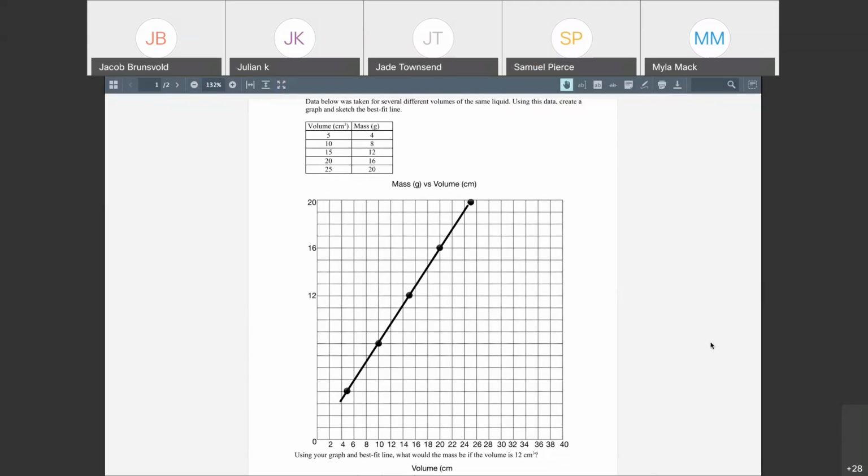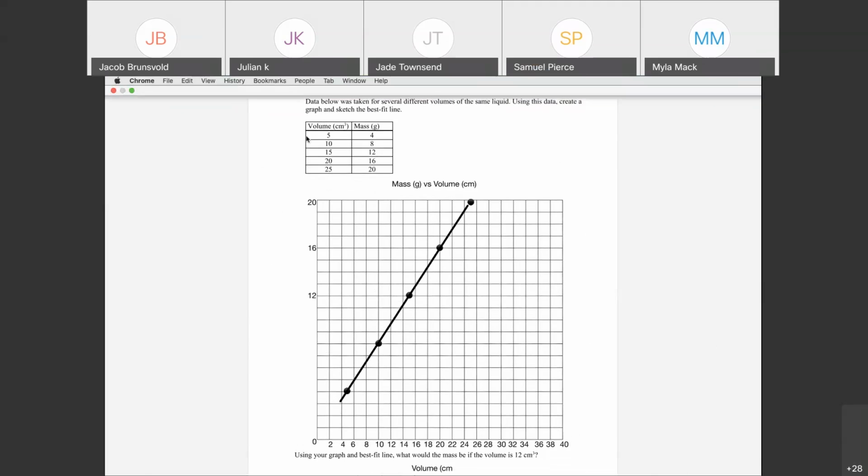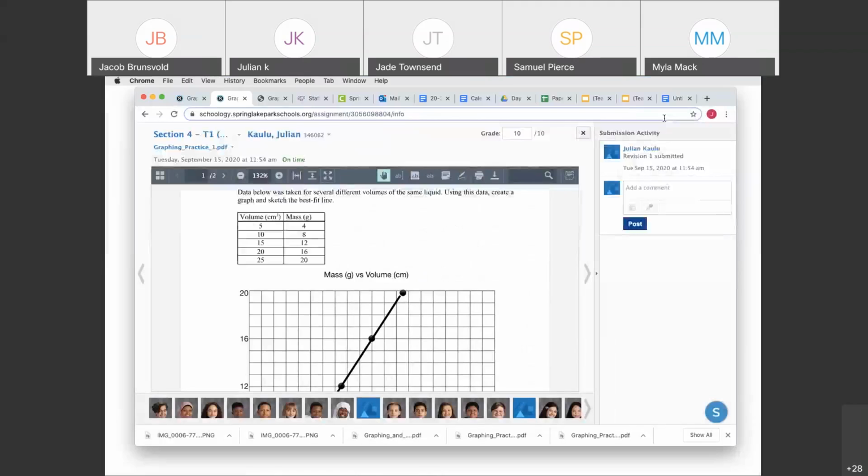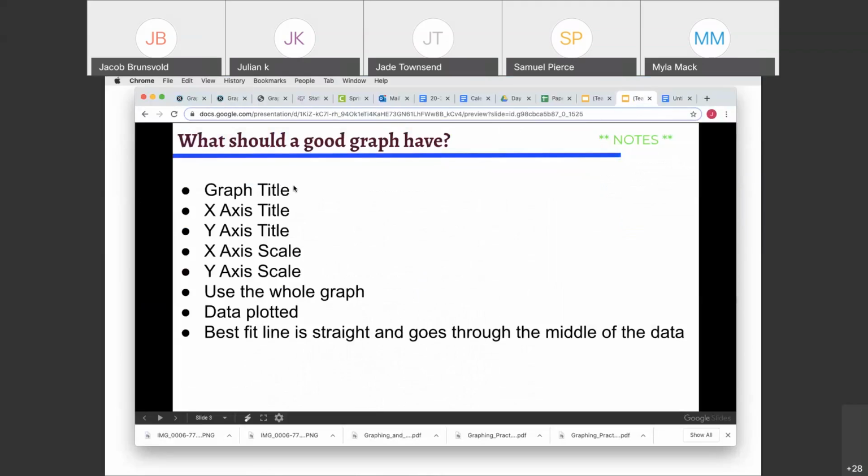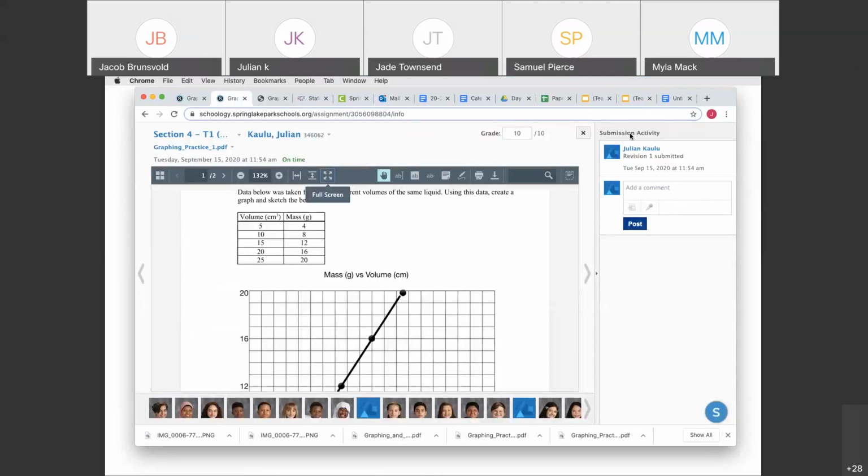And so just real quick here, let's just review what types of things we're talking about. Does his title look good? Does his x-axis look good? Does his y-axis title look good? Scales. Did he plot the data correctly? And is the best fit line a straight line that goes through the middle of the data? So all things to think about. Let's take a look.